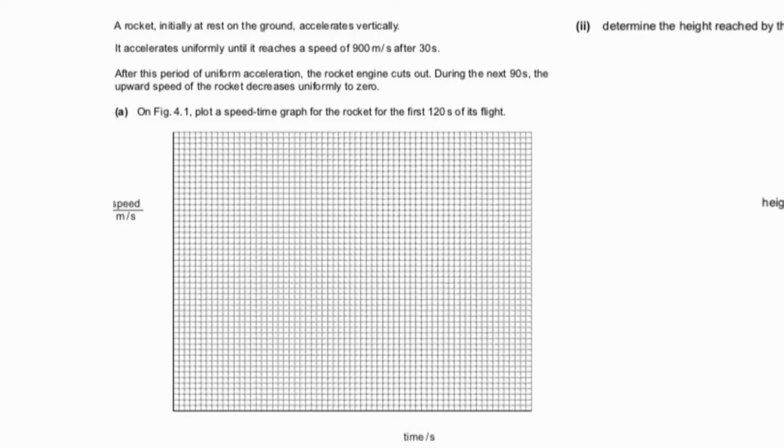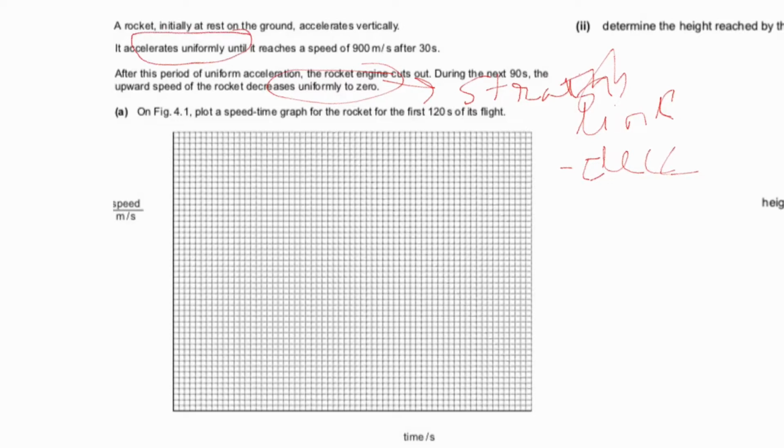Means sudden deceleration is there. So that deceleration is also a straight line, uniformly to zero. It is also uniformly, means straight line. Straight line deceleration. And even for this, uniformly accelerate until it reaches, so here also straight line acceleration.